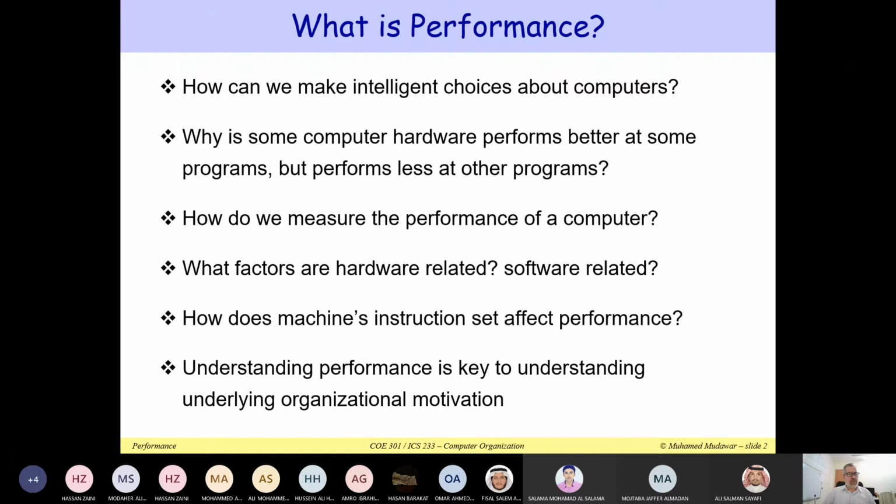What factors are related to the hardware? What factors are related to the software? We need to have a good understanding of this topic. And how does the machine instruction set affect the performance? For example, instruction sets are designed to improve the performance. So understanding performance is a key to understanding the underlying organizational motivation. So this is our topic in this presentation. Okay, this might take more than one lecture to cover.